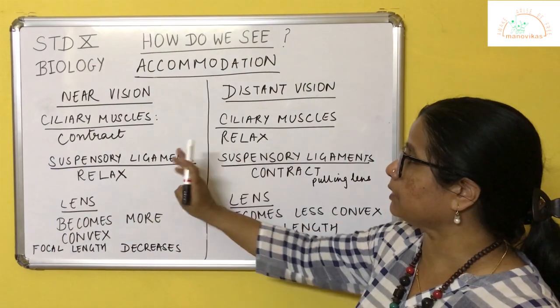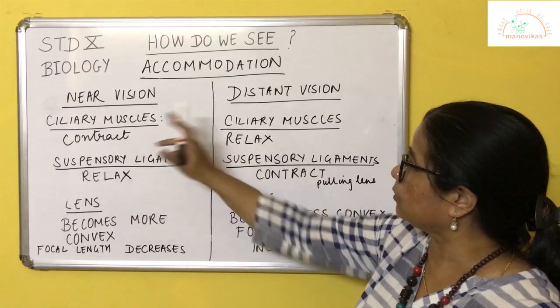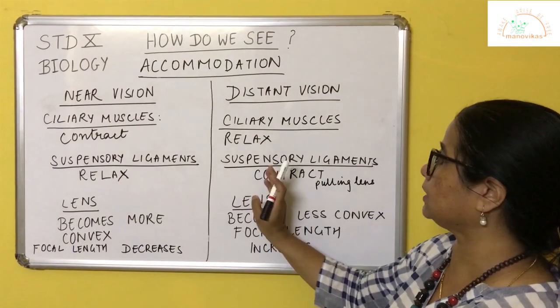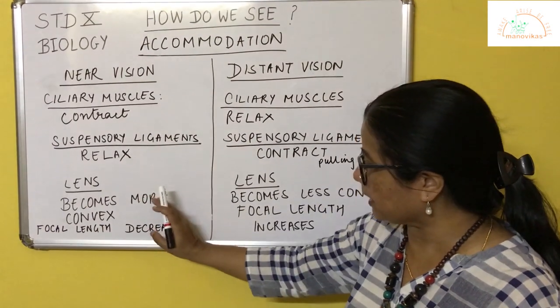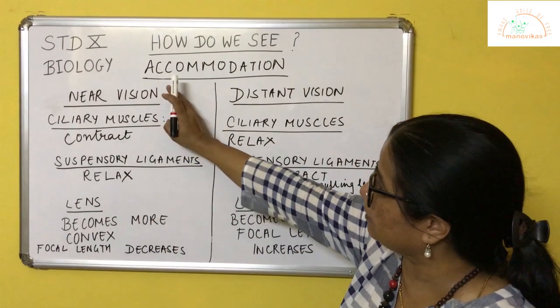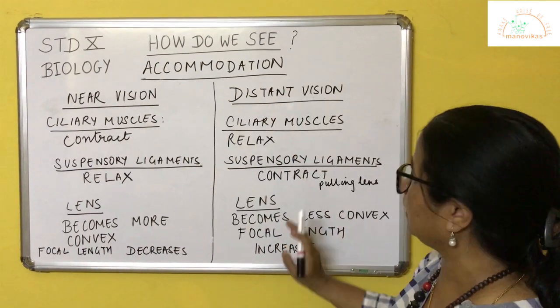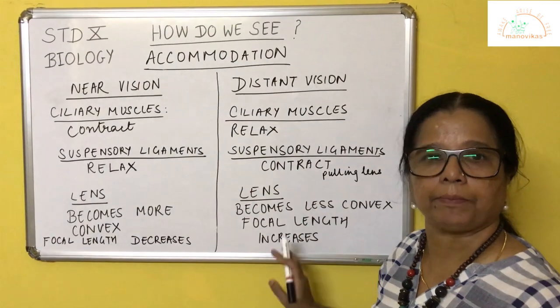So you can be asked questions based on criteria. What happens to the ciliary muscles? What happens to the suspensory ligament in each of these cases? What does the lens become like when we are using the near vision, when we are in distant vision? So please learn this as a comparative table.